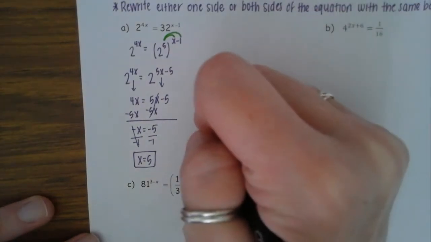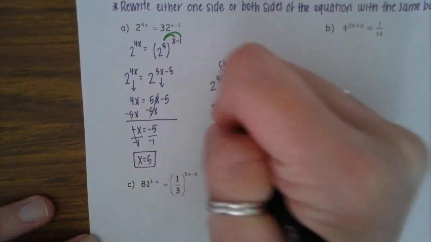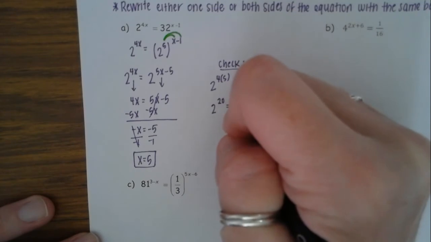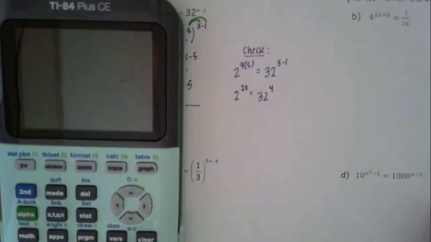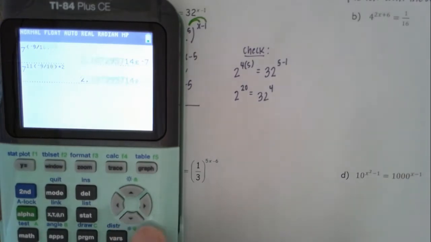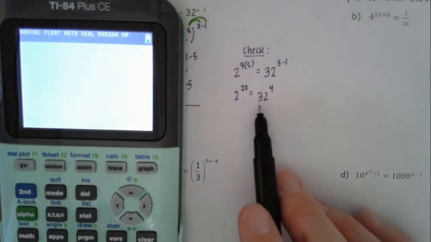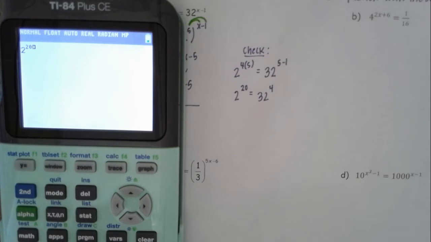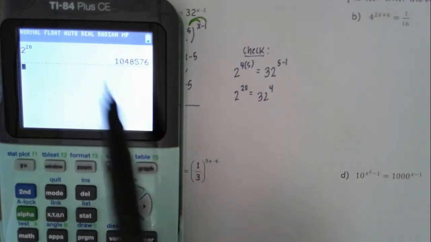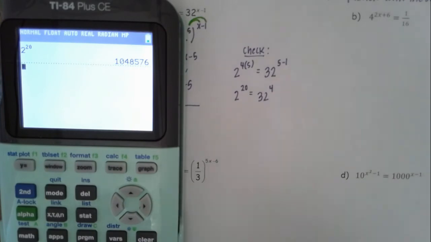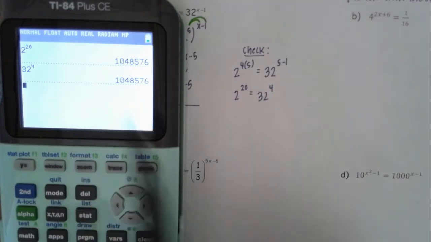So this is going to simplify to 2 to the 20th power, and then is equal to 32 to the 4th power. And again, I'm just going to use my calculator to help me here to determine, is this left-hand side equal to the right-hand side? So 2 to the 20 is a very large number. Looks like that's 1,048,576. And I'm just making sure when I do 32 to the 4th, I get the same thing, which I do.